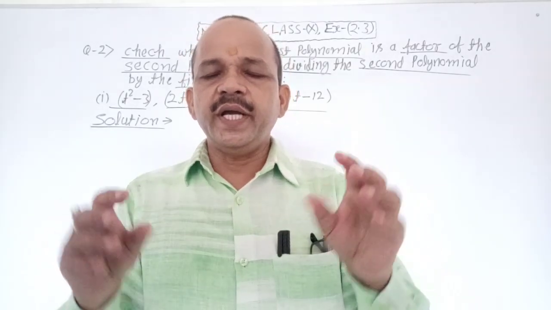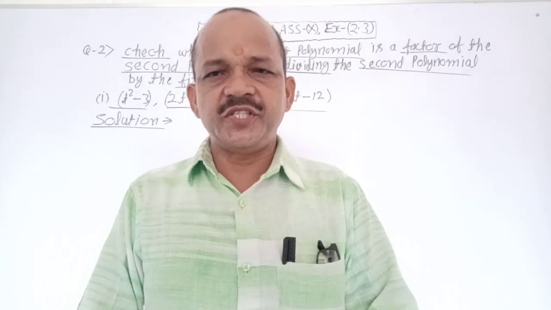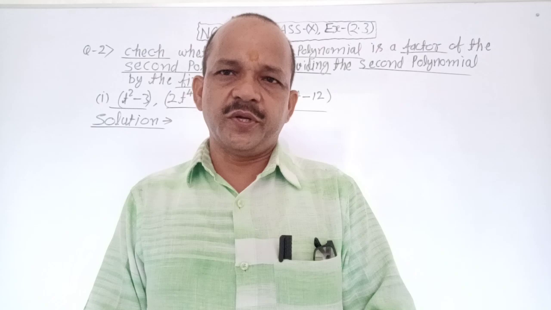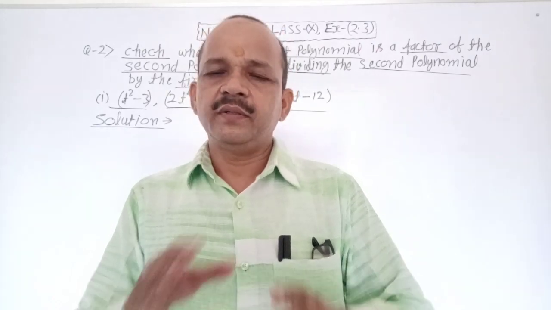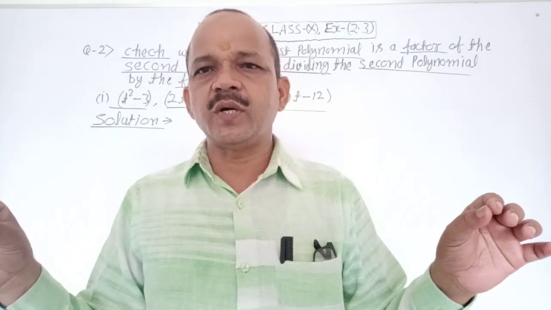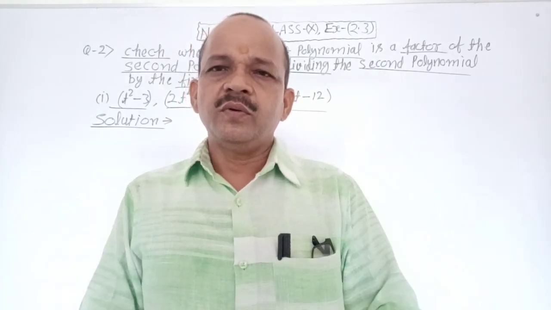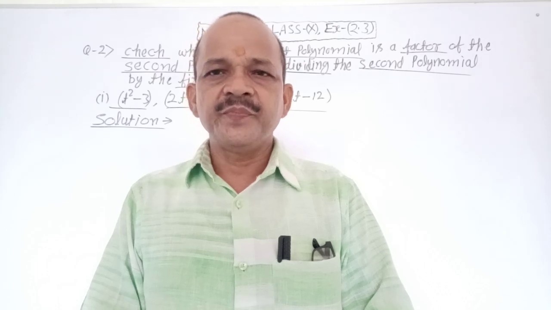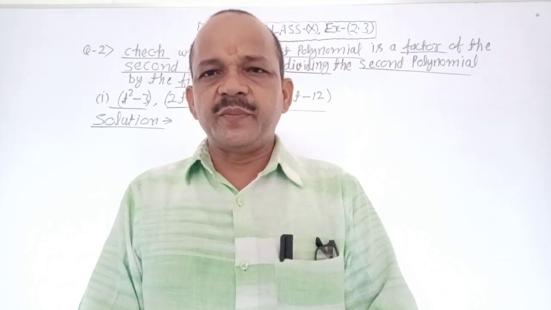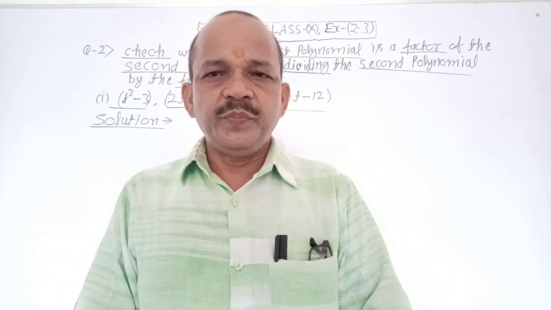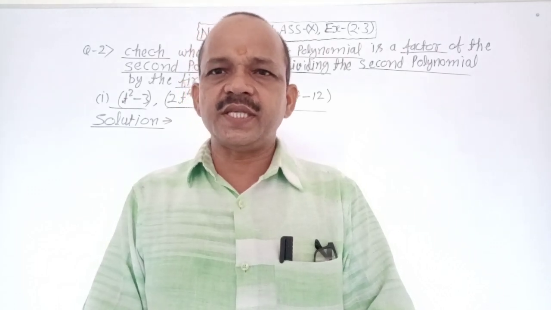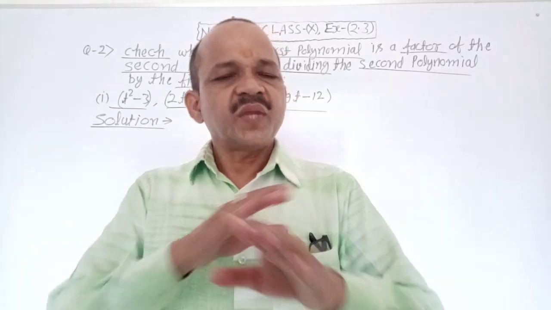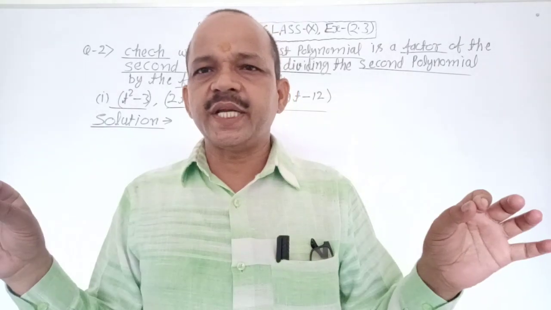Very good. Today I want to describe how you can check whether the first polynomial is a factor of the second polynomial by the dividing method. It is clear, no confusion about it. We know dividend equals divisor multiply quotient plus remainder. It means p(x) equals g(x) multiply q(x) plus r(x). p(x) is dividend, g(x) is divisor, q(x) is quotient and r(x) is remainder. It is clear, no confusion about it.